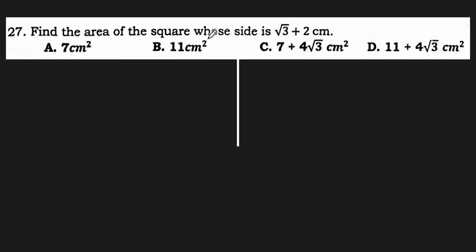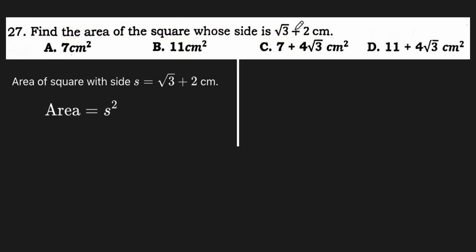27. Find the area of the square whose side is square root of 3 plus 2 centimeter. Again, the area of the square with side s is equal to square root of 3 plus 2. And then the area, we all know that s squared. And then square root of 3 plus 2, quantity squared. Again, the side is this one. We can substitute it in the s value.